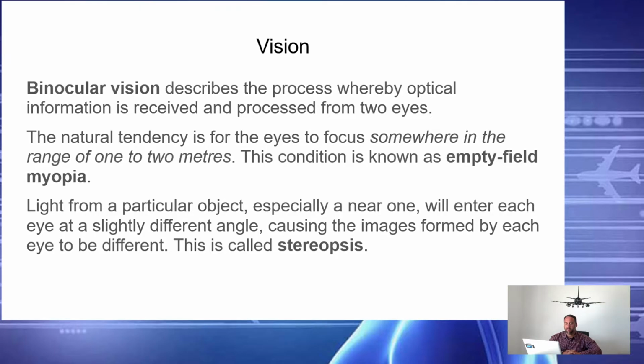But coming back to binocular vision, because we capture 2 different points of view and we get them together, it can give a different impression of what you're seeing, because you're capturing 2 different images and trying to put them together. Light from a particular object, especially a near one, will enter each eye at a slightly different angle, causing the image formed by each eye to be different. This is called stereopsis. Hard one, stereopsis. It's this tendency you get in 2 points of view.